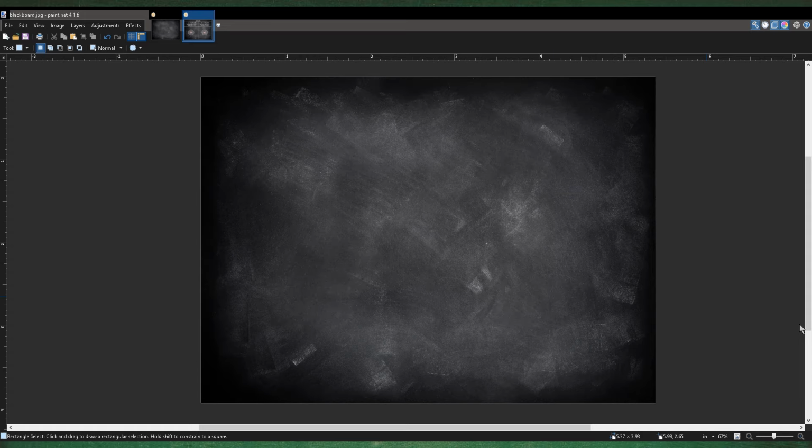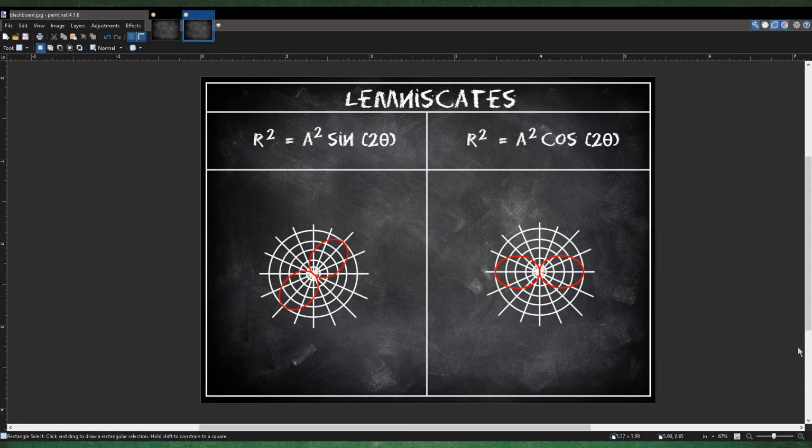And the last graph that you want to look over is lemniscates. I don't know how to pronounce it exactly. You have r squared is equal to a squared times sine of 2 theta, and r squared is equal to a squared times cosine of 2 theta. For this type of graph, I mostly just memorize it, since these are the only 2 cases, and lemniscates are super weird.